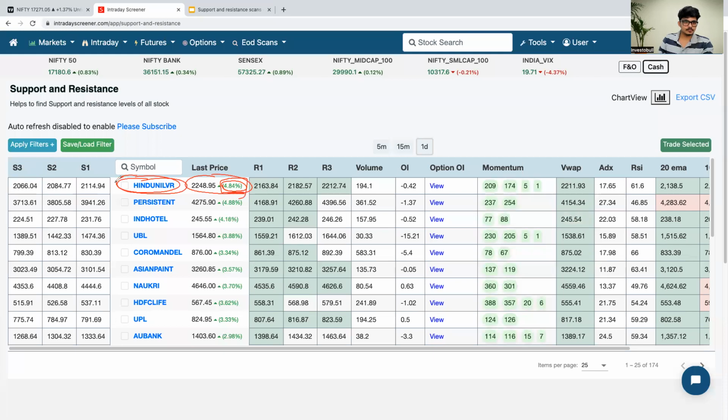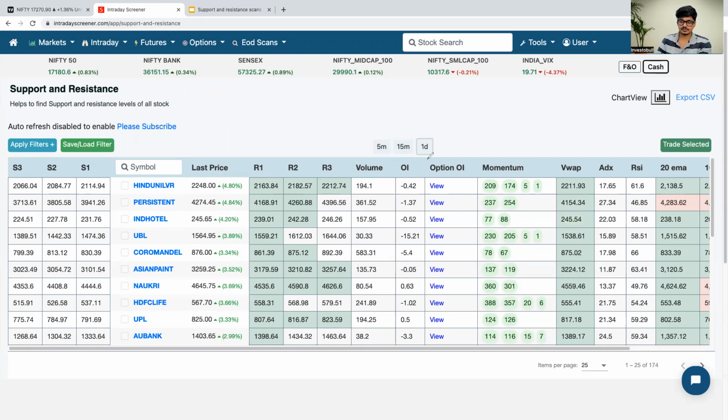So here, to the left side of this symbol, you could clearly see some columns saying S1, S2, and S3. These are the support levels. To the right side of the symbol section, you could clearly see R1, R2, and R3. These are the resistance levels.